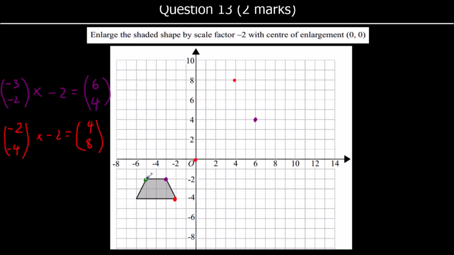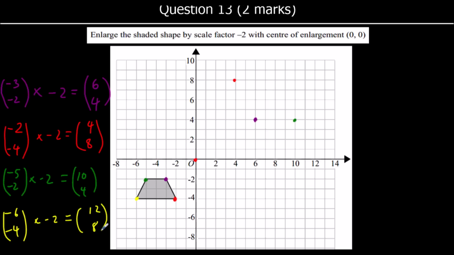This green point here is back 5, down 2. -5, -2. The scale factor is -2, so multiply that distance by -2, and that's 10, 4. And one more. So I have a yellow point. Back 6, down 4. Times -2 will be 12, 8.